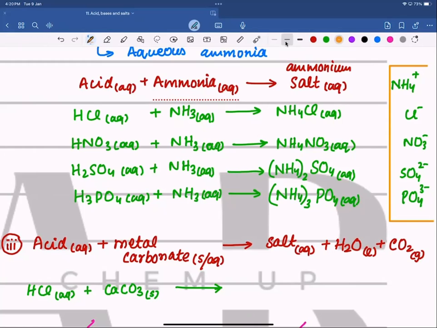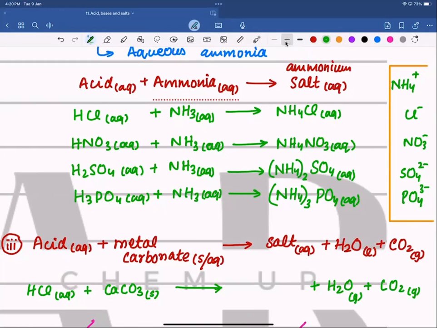So if you see, which acid is this? It's hydrochloric acid, and this hydrochloric acid is reacting with calcium carbonate. Calcium carbonate is a metal carbonate. As we have discussed earlier, a general reaction indicates that the products will be salt, water, and carbon dioxide. So first, leave the salt for initially and make water and carbon dioxide. This is how you can make the correct equation.